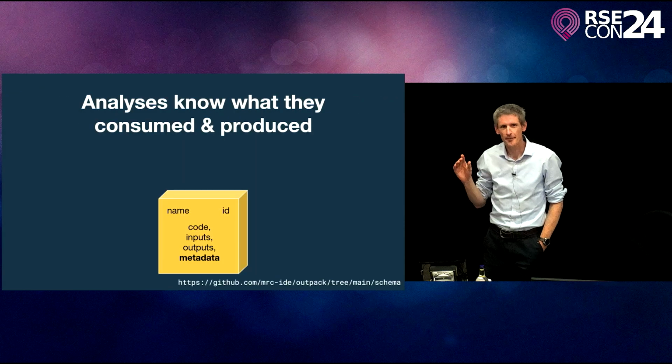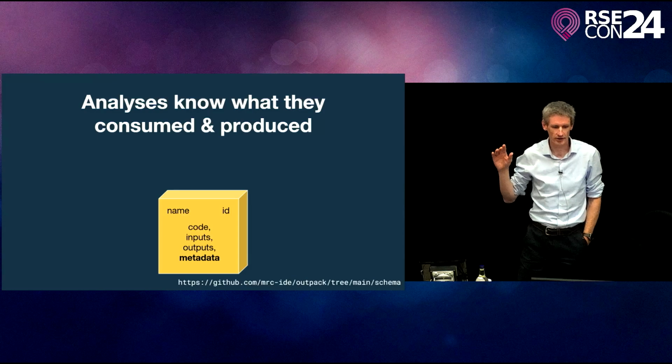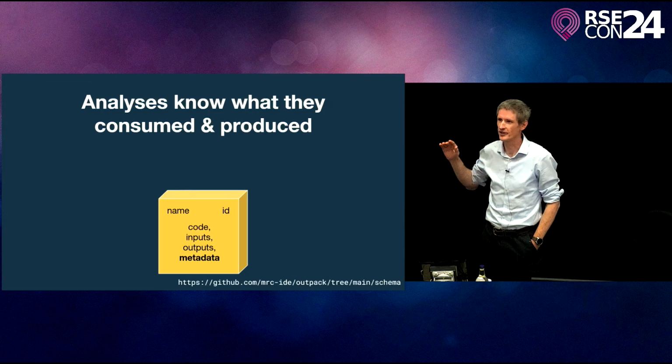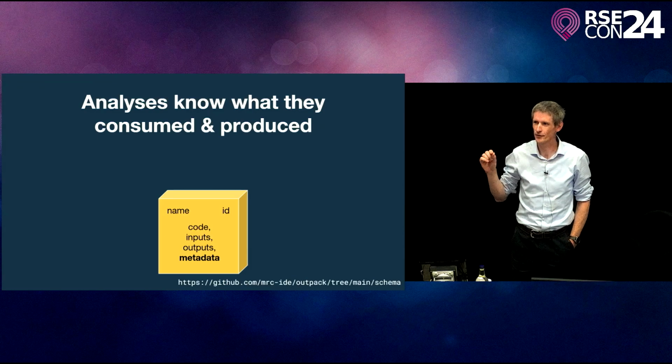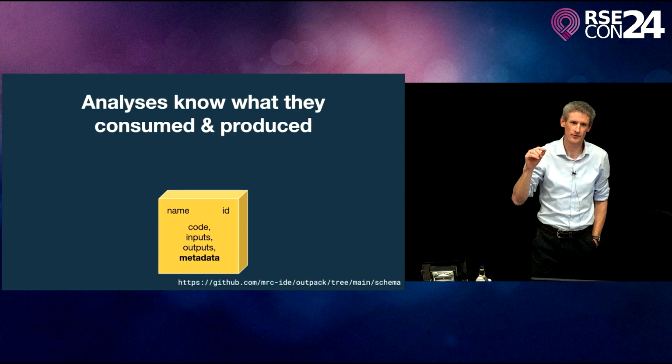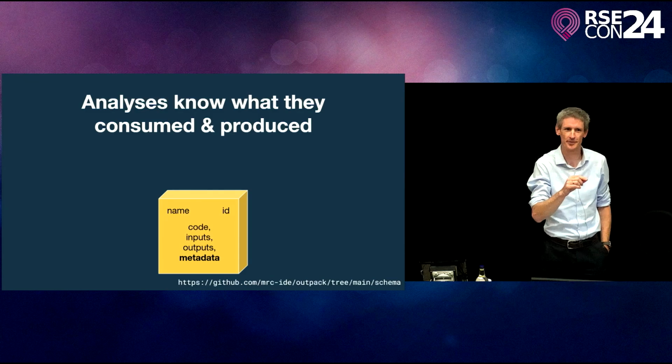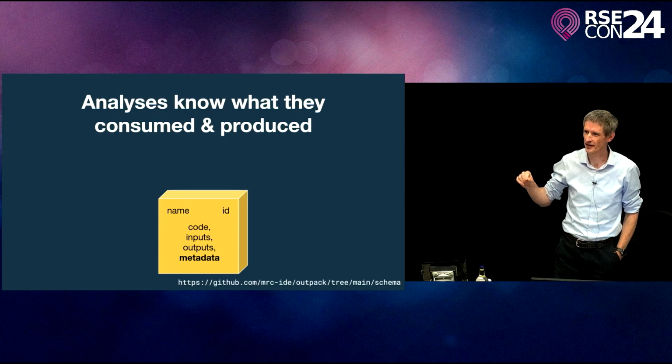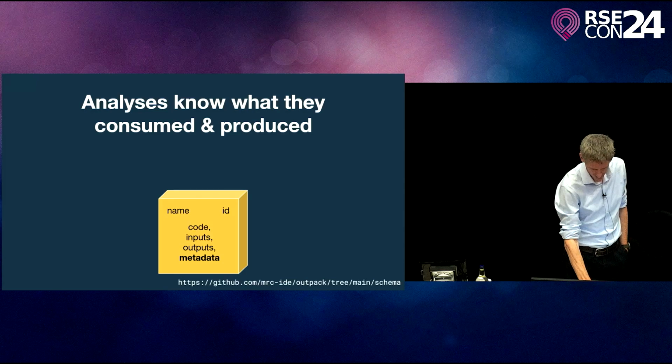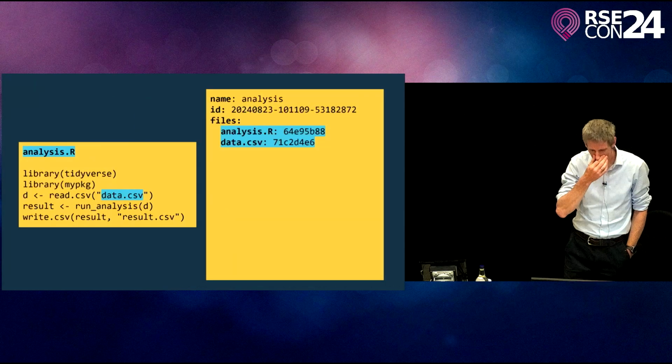Okay, this next bit is about metadata. Analysis should know what they consumed and produced. But it also turns out that they actually kind of already know this, and a lot of the tooling that we give researchers to use, they're like, this is pointless because I'm just telling my computer things the computer already knows. And we've stolen a lot of ideas from Git around this.